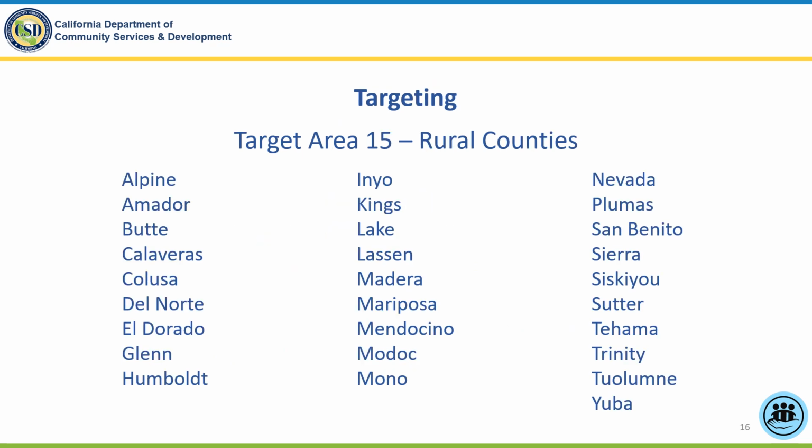Target Area 15 rural grantees will provide outreach to rural residents in counties identified as those with a general population of less than 100,000 residents as defined by the California State Association of Counties. Although there are over 100,000 folks residing in Butte County, it has been added to Target Area 15 to achieve geographic efficiencies in service delivery.